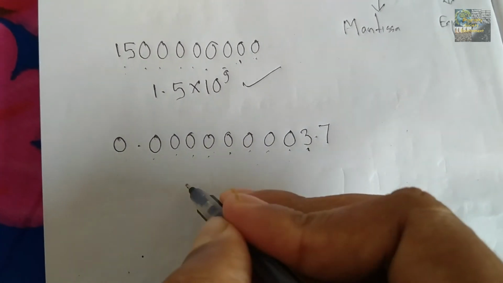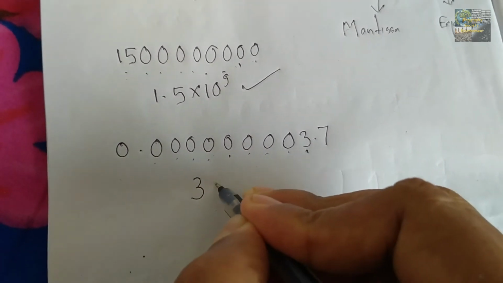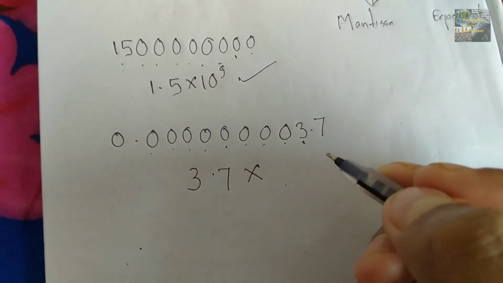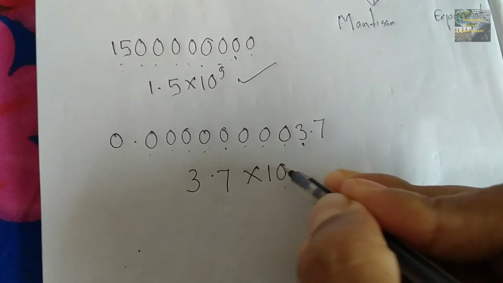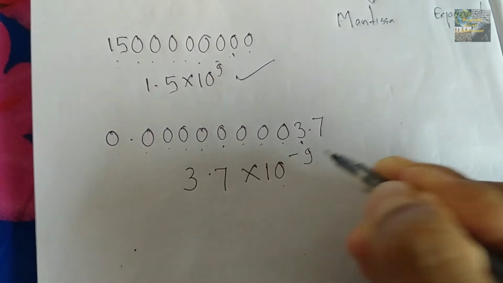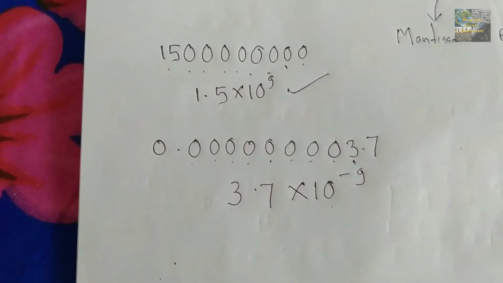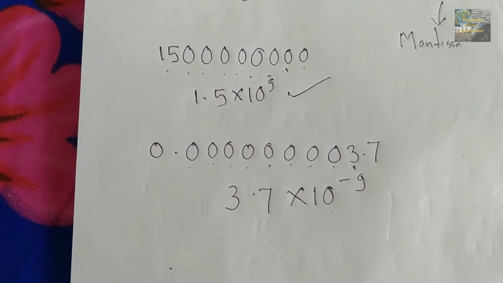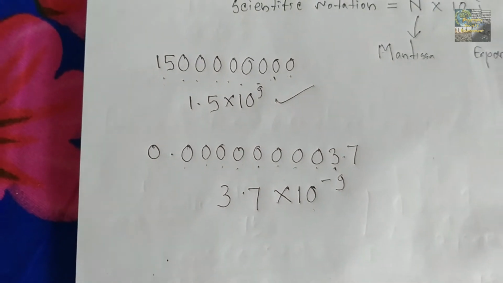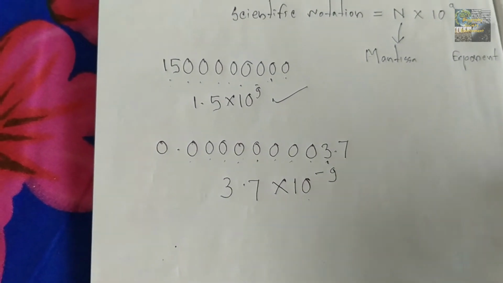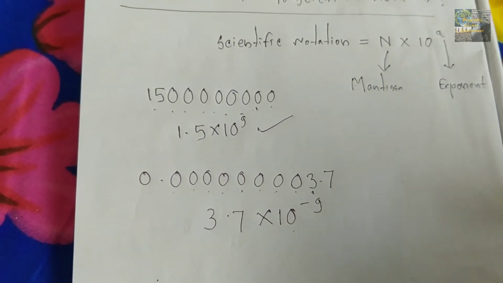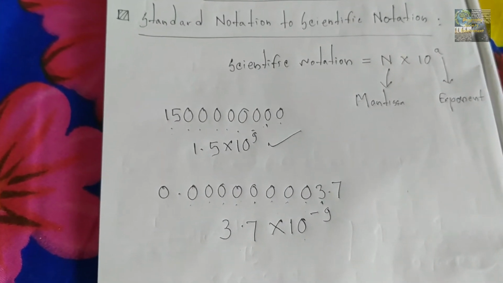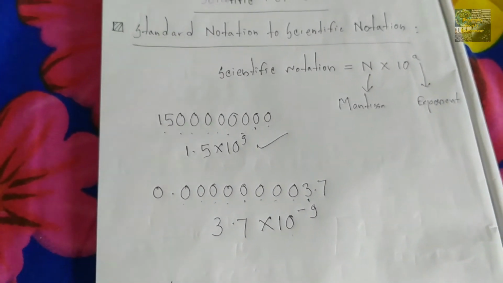So I can write 3.7 into 10 to the power minus 9. In case of any negative value, the exponent value must be negative. So you can see that in this way you can apply this and convert any standard notation into a scientific notation value.